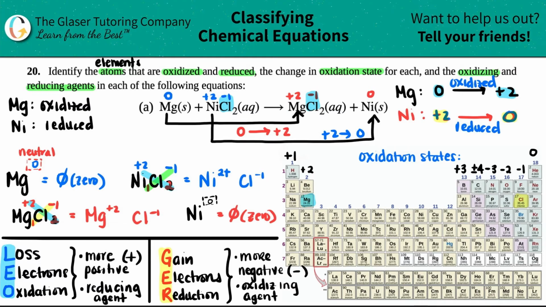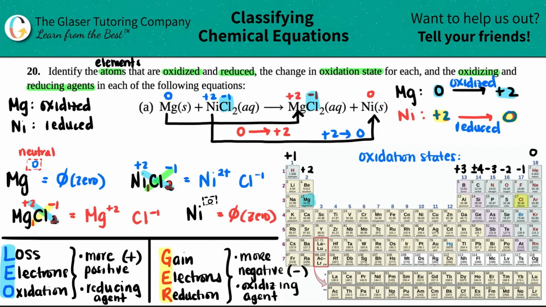Now the thing is here, remember, the one that was being oxidized is the reducing agent. The one that was being reduced is the oxidizing agent. And the trick here is that your oxidizing agents and your reducing agents can only be on the reactant side. You can never have oxidizing agents or reducing agents on the product side. So you already eliminated two choices. One of these has to be the oxidizing agent, and one of them has to be the reducing agent.